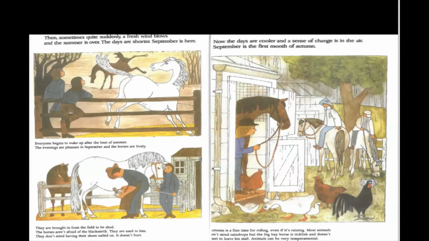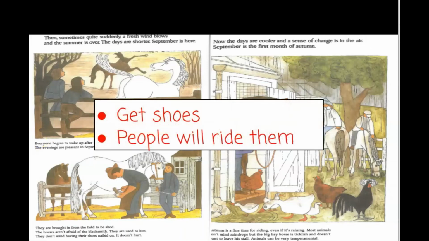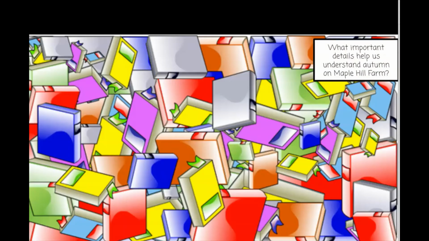What happens to the horses in the autumn? Go ahead and talk about it. I noticed the words and the pictures tell about how the horses get shoes and people ride them. The details on these pages help me better understand that in the autumn time, the horses get shoes put on and people ride them. We've gone through September, October, and November and learned about what happens with the farm animals during these months, and also looked at some weather that happens during autumn.